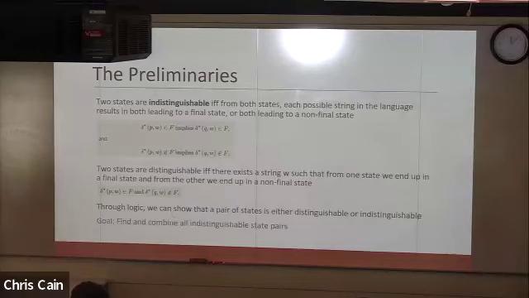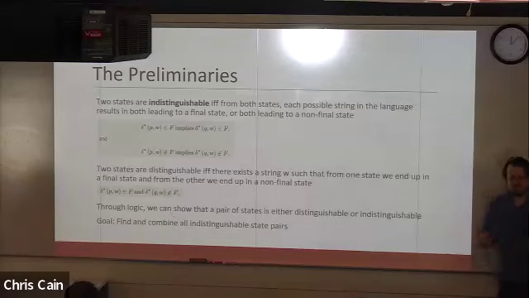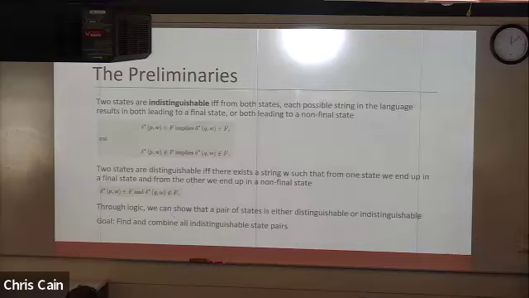So the goal of this whole algorithm is to find and combine all indistinguishable pairs. And if we can do that, then if there are no further indistinguishable pairs left, we have the minimal DFA. No two states could be combined because it would create a different logical outcome. It would represent a different language.